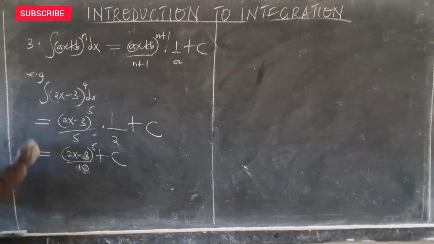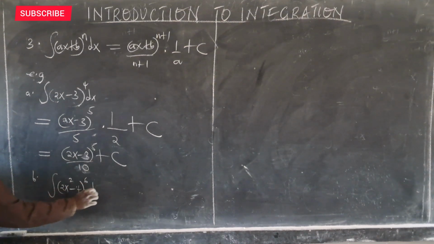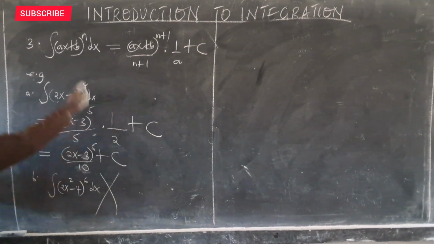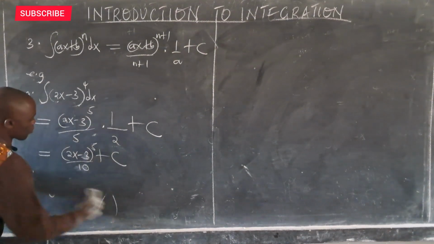So in case you had something like this, integral of (2x squared minus 4) to the power 60, this cannot be applicable to this expression. Here we shall call in other methods as we shall see later.